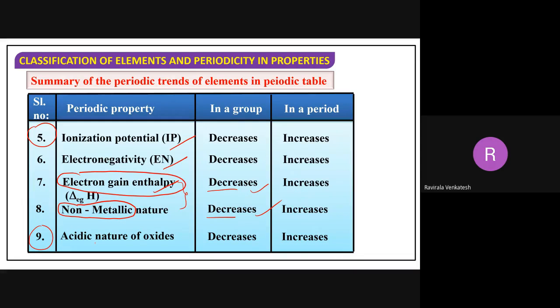Now, what is the meaning of acidic nature of oxides? Also the same thing. Acidic nature of oxide depends upon electronegativity. Higher the electronegativity, higher the acidic character. For example, I will explain this one. You observe this one. I have taken this example here.